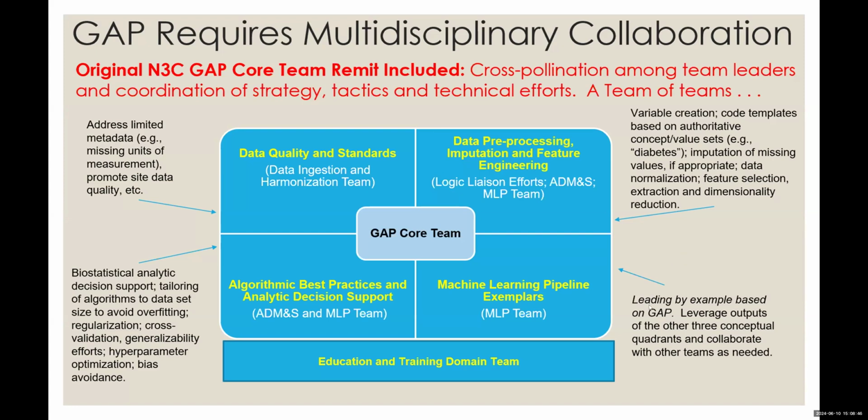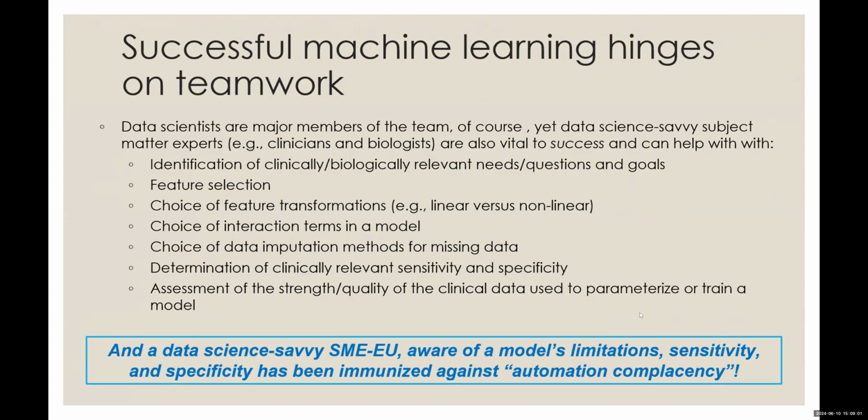So it was really a broad effort, and we tried to lead by example with outputs from a variety of teams, including the machine learning pipeline team, consisting of what we hope to be exemplars in machine learning. So I'll simply mention here that as you've gleaned from the prior slide, it's obvious that successful machine learning hinges on teamwork and cross-disciplinary collaboration.